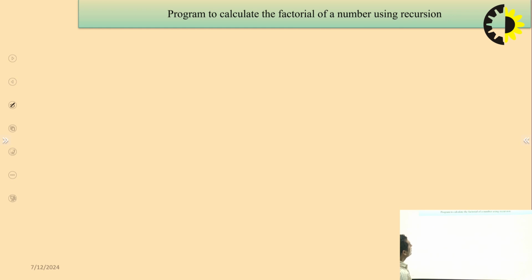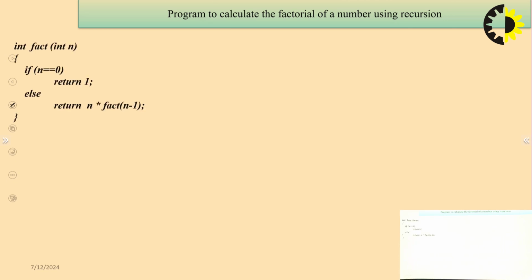Now, the complete program to calculate the factorial. The driver code, that is main, also comes here. This is the function only. Now, this is the driver code, int main.